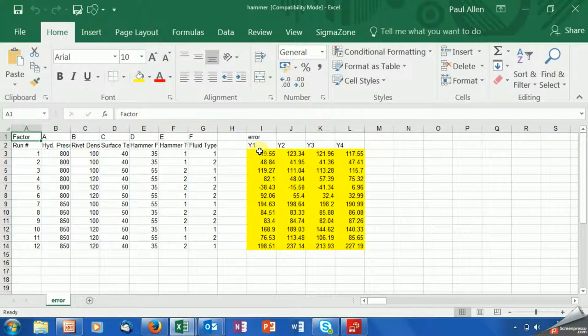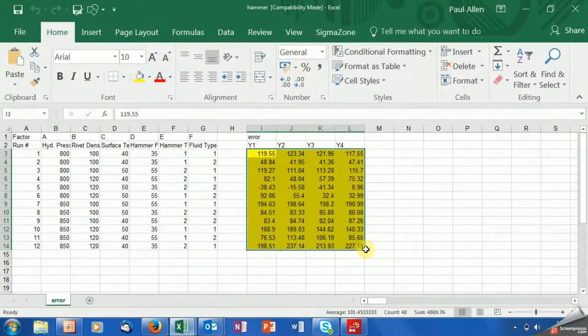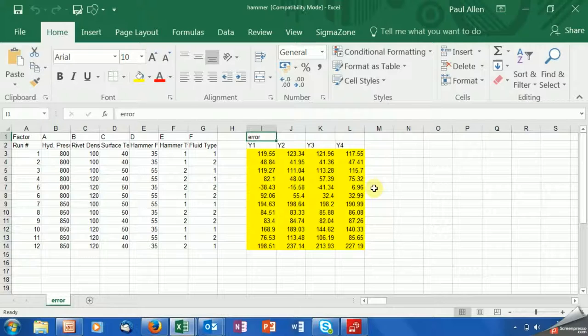The measurement here in the yellow fields is millimeters. And what we're doing is we're punching a rivet into a surface. We would like to get the rivet to go flush to the surface, and we're measuring millimeters. So if you see a positive number, that's how proud, how high the rivet is above the original surface. If you see minus numbers, we've actually punched the rivet below the original surface. So we're measuring millimeters, and the measure's called error. That's the way they've described it. We have six variables at two levels: hydraulic pressure, rivet density, surface temperature, hammer friction, hammer type, fluid type. And we're going to analyze this DOE.